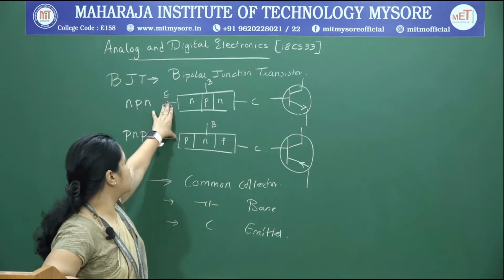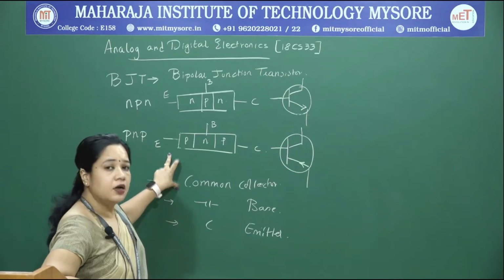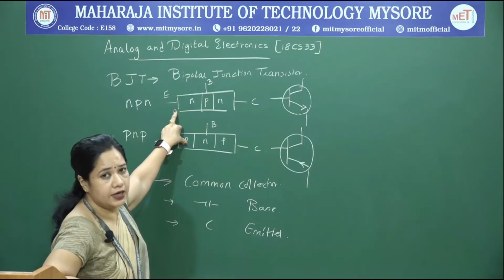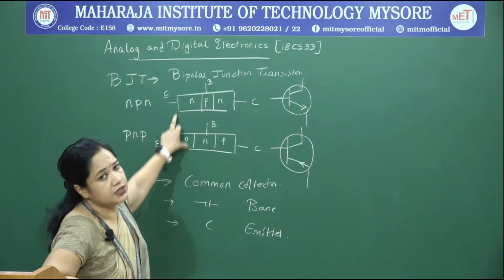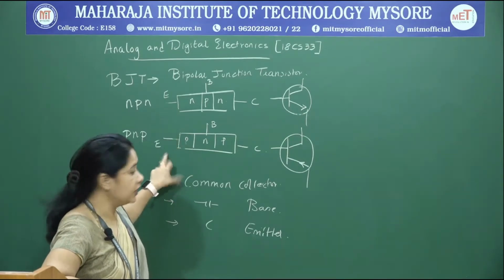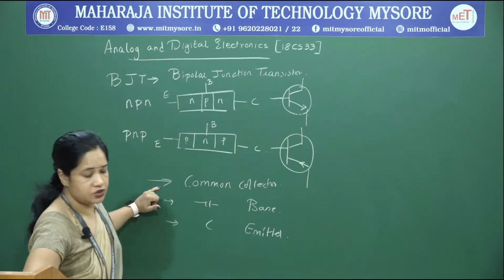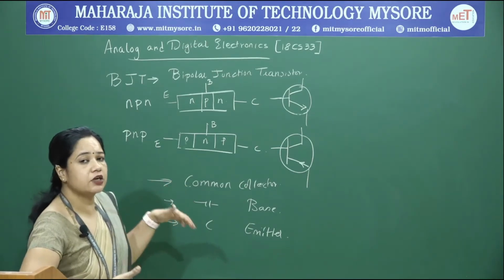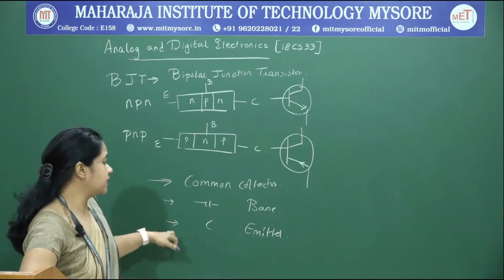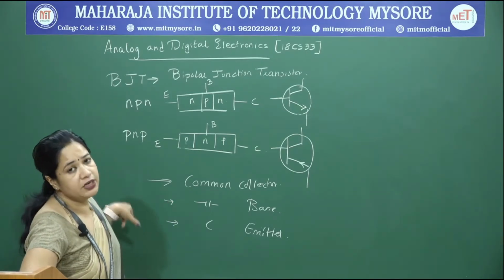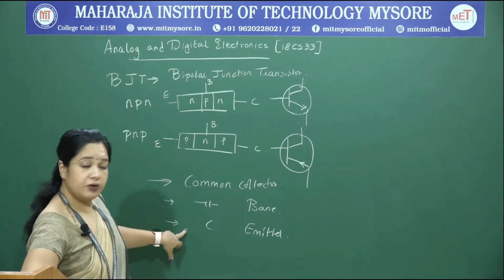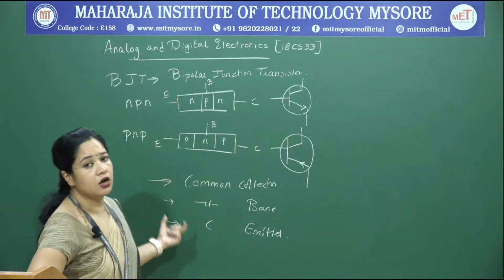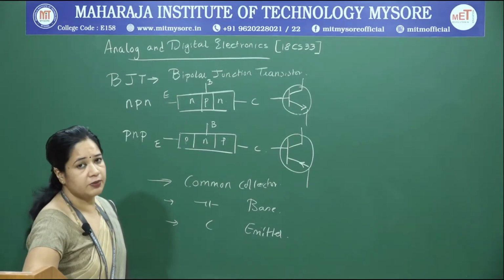As I said, out of the 2 transistors NPN and PNP, NPN is widely used because the majority carriers here are electrons, which are faster than the holes. So we prefer NPN over PNP. Coming to the 3 types of configuration, if collector is held common between the input and output, we call it common collector. If base is held common between input and output, we call it common base. On the other hand, if input is applied between base and emitter and output is taken between collector and emitter, keeping emitter common, we call such configuration common emitter configuration.